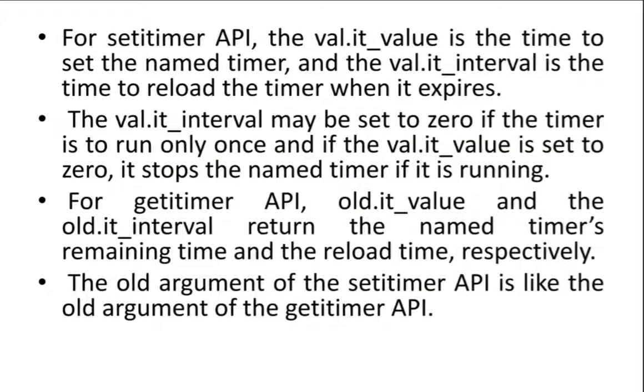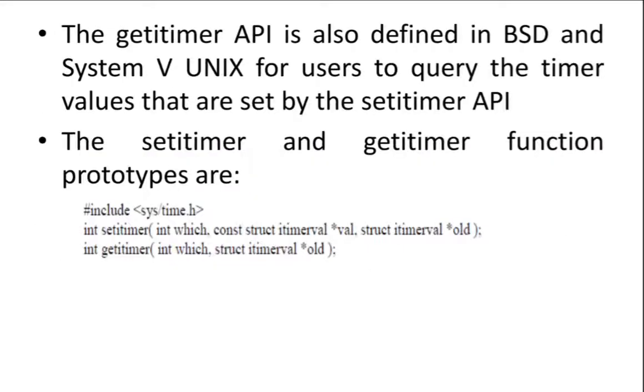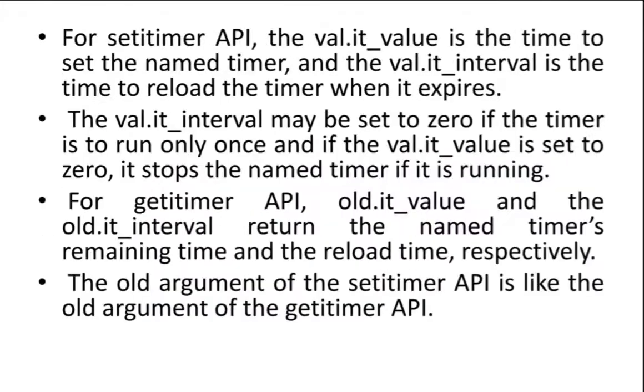For the get timer API, you have used this old value. Why? What is the use of it? In the get timer API, the old it_value and the old it_interval return the named timer's remaining time. Obviously, if you want to know the remaining time of a particular timer, you can do that using these values, right?